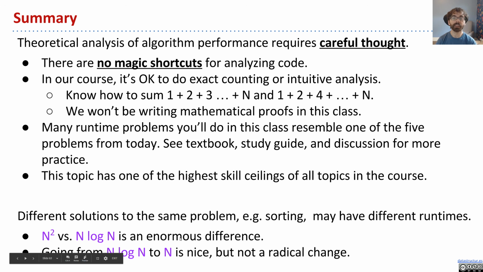Let's say sorting can have vastly different runtimes. And when we move from something like n squared to n log n, it's an enormous difference. It's as big as it could be, almost. I mean, you go from things being impossible to being possible, which is pretty exciting. And if we were to go from n log n to n, like I mentioned before, it's nice, but it's not going to change your life in some incredibly important way, in the same way that n squared to n log n is.